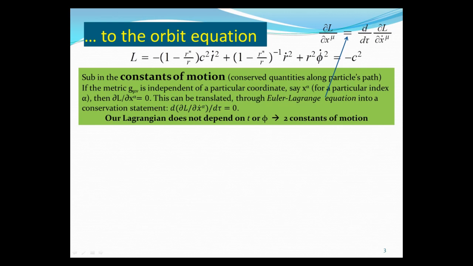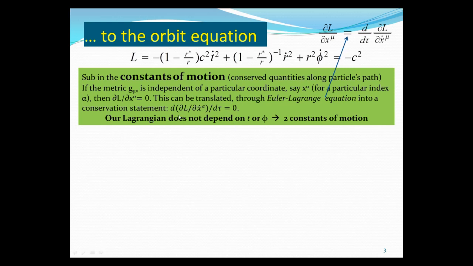So the right hand side must equal 0, which can be interpreted as a conservation condition, saying that this ∂L/∂ẋ^α, differentiated with respect to proper time, equals 0. So it does not change with time. So it's a conserved quantity, a constant of motion along the path, because you're using the geodesic equation.